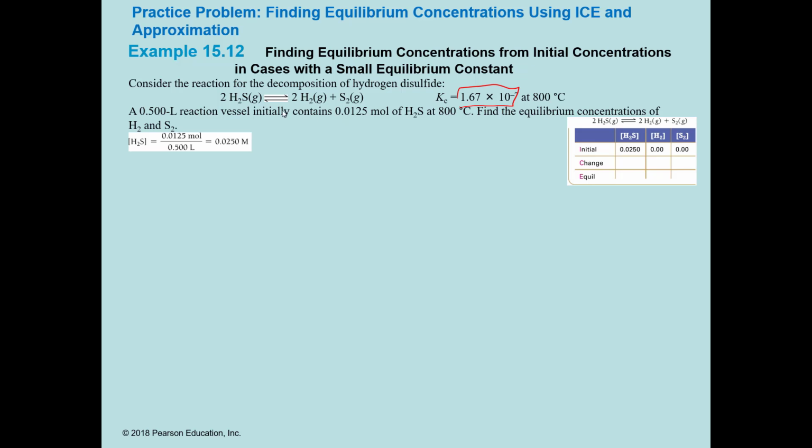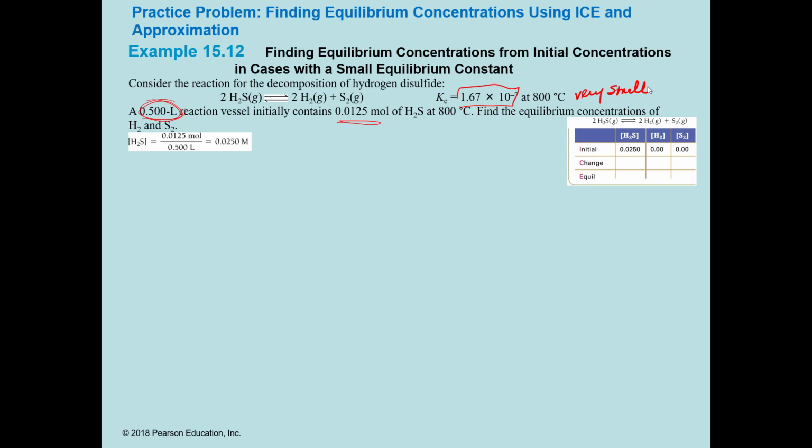So in this case, I have 10 to the minus 7. Okay, so 1.67 times 10 to the minus 7. And I have 0.0125 moles in a volume of 0.5. So really, remember, it's important that you do this when it's telling you moles. So the molarity of this is 0.0250. So when I look at that, 10 to the minus 7 is what we call very small.